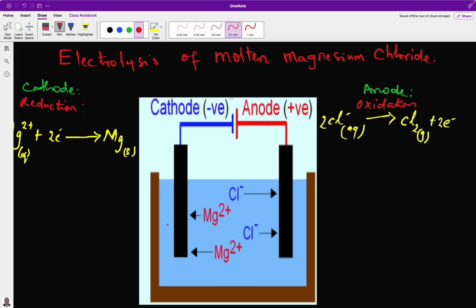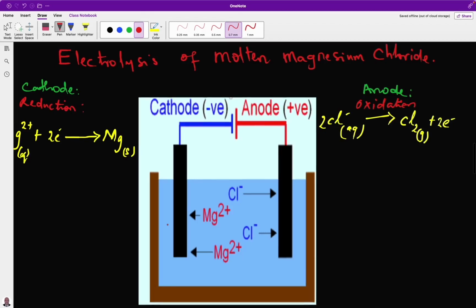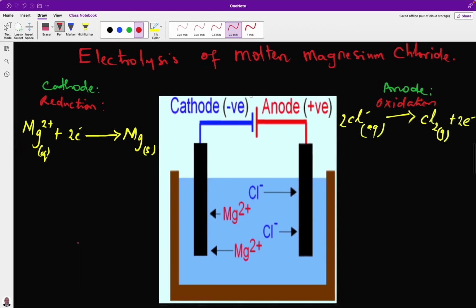Remember, when it is in a molten state, water is not involved. So in that case, there are only two ions involved: the magnesium ion and the chloride ion. And we said at the cathode there is reduction, and at the anode there is oxidation. Then we can write our half equations. At the cathode, the cations will get electrons and are reduced to the solid and deposited at the cathode.